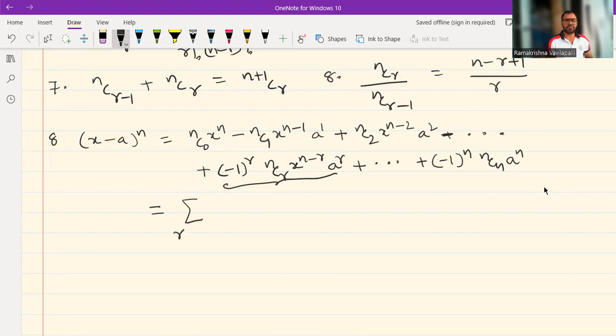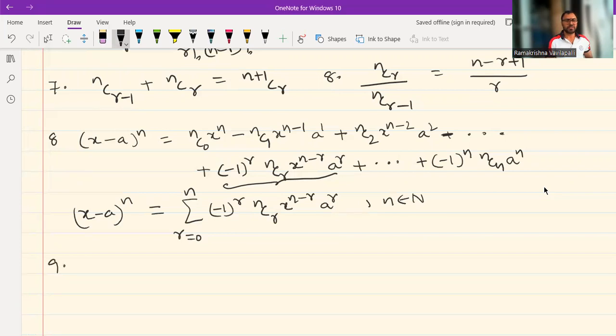In the format of sigma, see, this is the general term. So we can write sigma r equal to 0 to n (-1)^r nCr x^(n-r) a^r. This is the expansion of (x - a)^n, where we assume that n is a natural number.